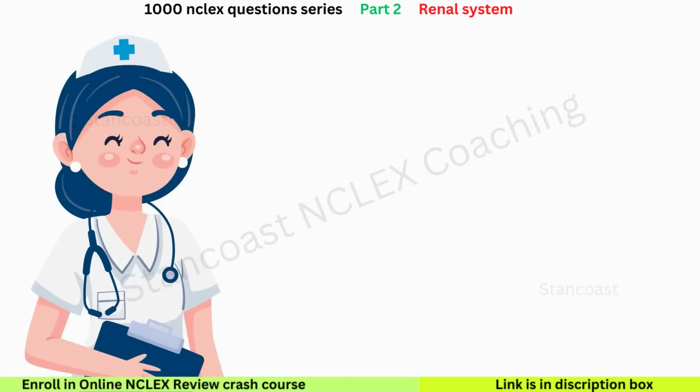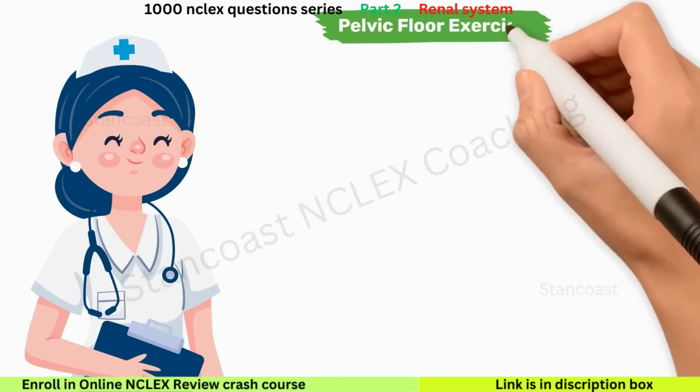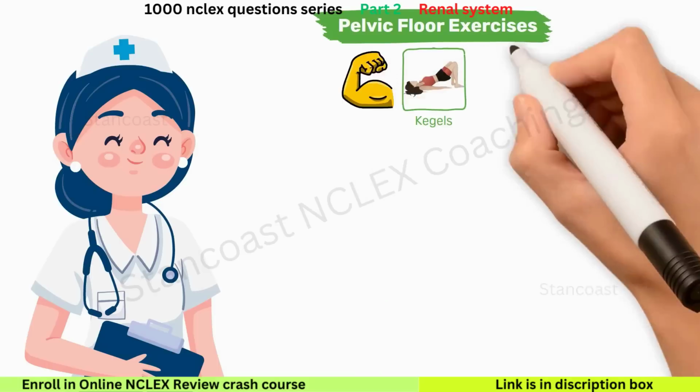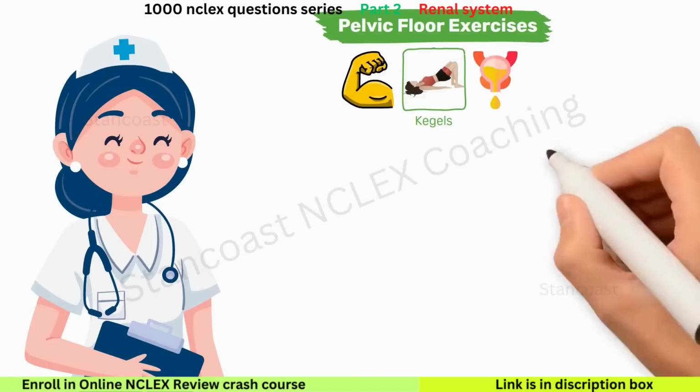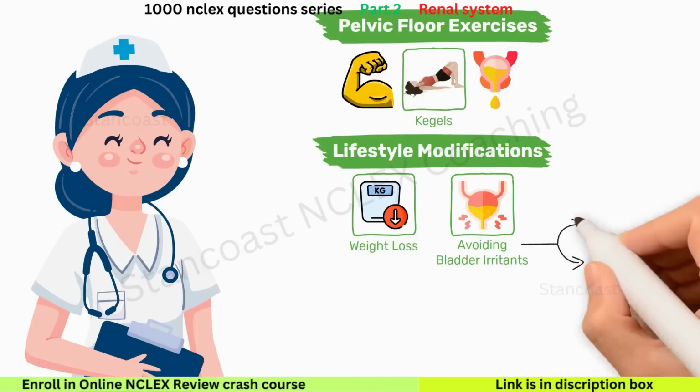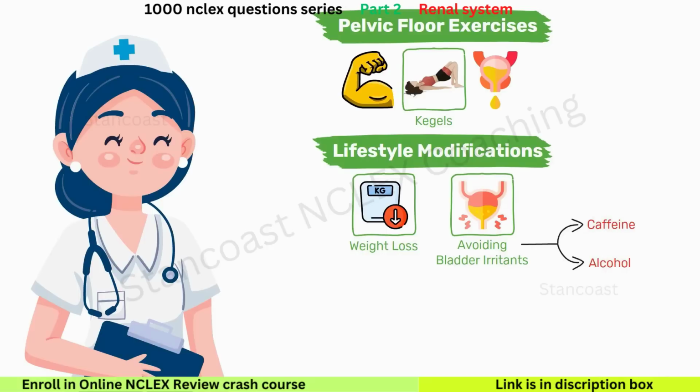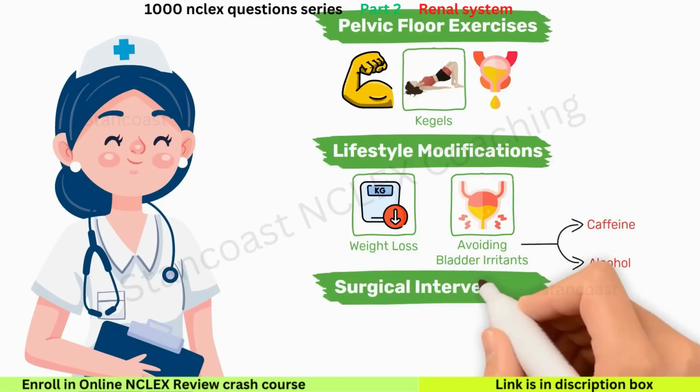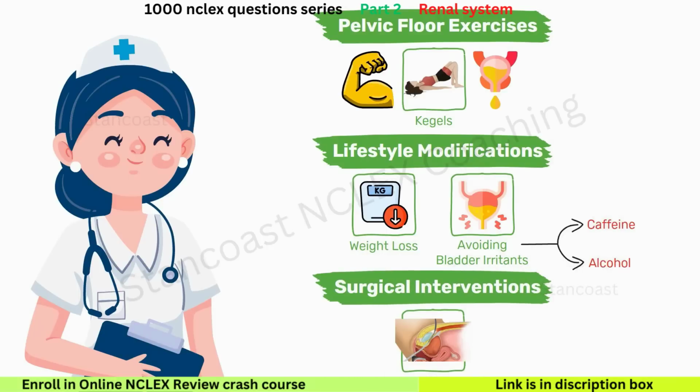Nurse Ethan should consider recommending pelvic floor exercises, such as Kegels, to strengthen the muscles that help control urination. Lifestyle modifications like weight loss and avoiding bladder irritants like caffeine and alcohol may also help. In some cases, surgical interventions like sling procedures may be considered.